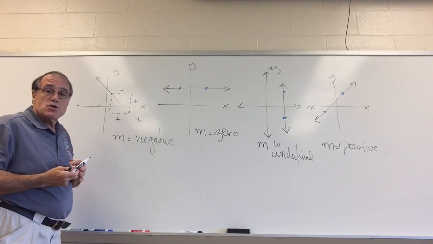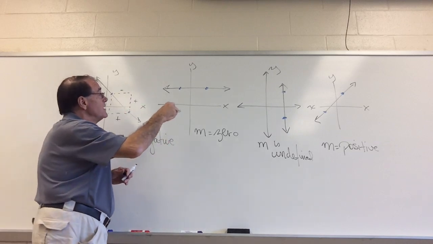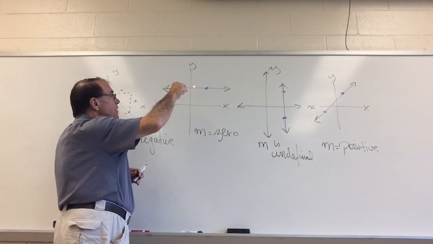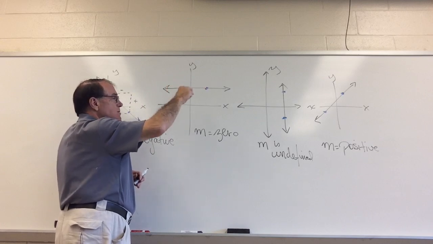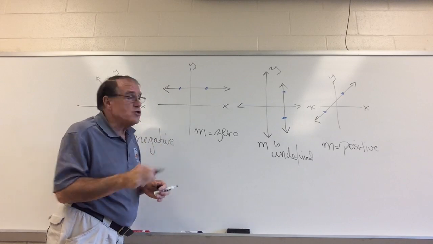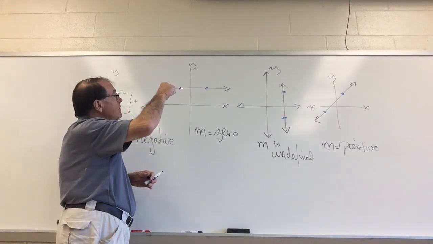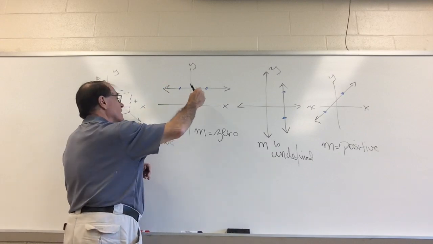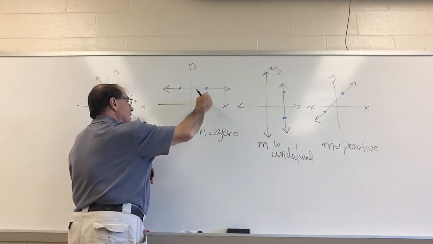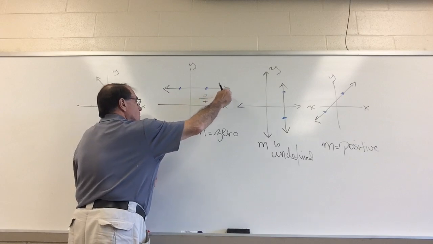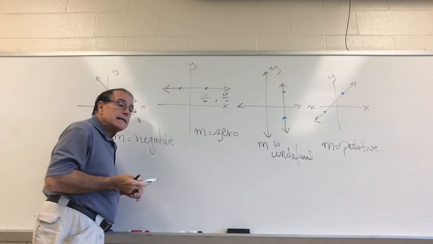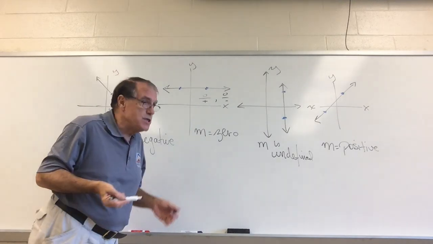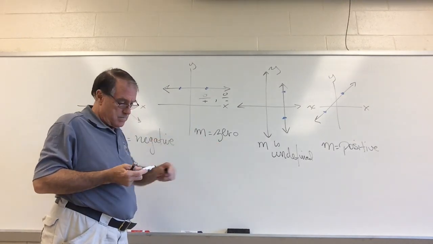Now take a look at this horizontal line. Notice there's no change in y, but there is a change in x. If there's no change in y, then the change in y is 0. And 0 divided by positive, or 0 divided by negative, is 0. And so that line has 0 slope.